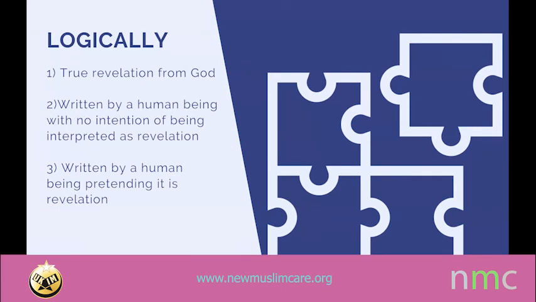If you look at the Quran objectively, these are your three options for what the Quran could be. We can cross off number two straight away, because the Prophet, peace be upon him, always said that it's a revelation from God. So there was no mistakes there. Then you have two options left. It's either true or it's made up. It's written by a human being pretending that it's revelation.